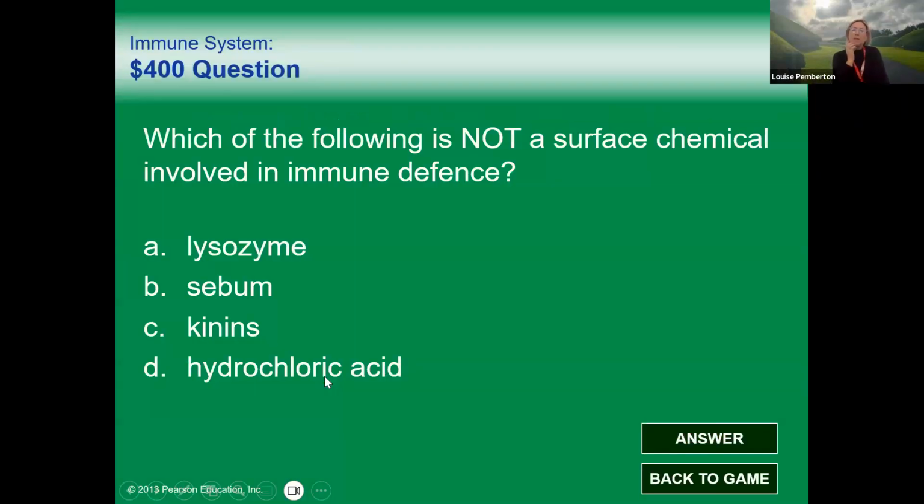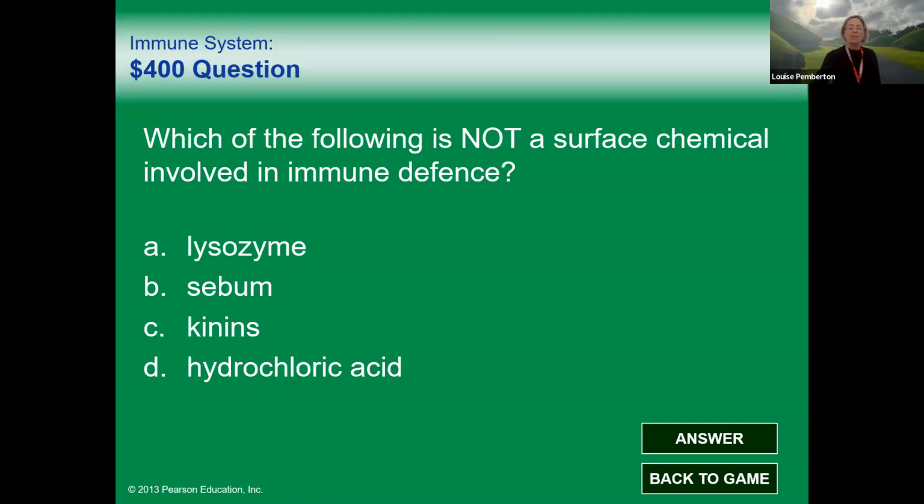Which of the following is not a surface chemical involved in immune defense? Try again, because I think this might be broken. Oh. Try again. I think our buzzers are down. Oh no, who's that? I'm going to give it to Olivia. You might have a dodgy buzzer.